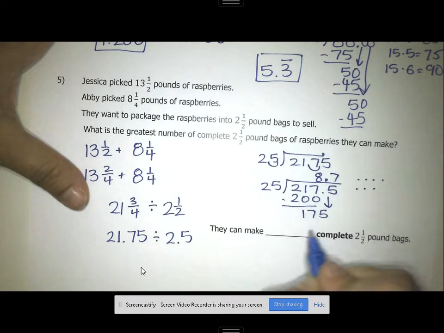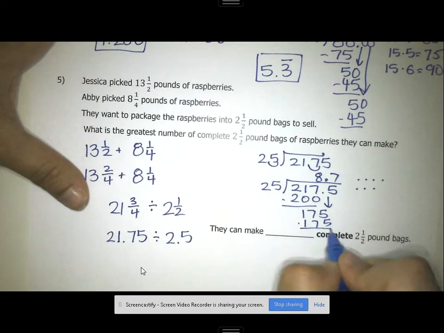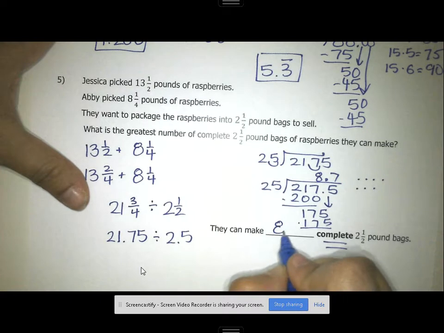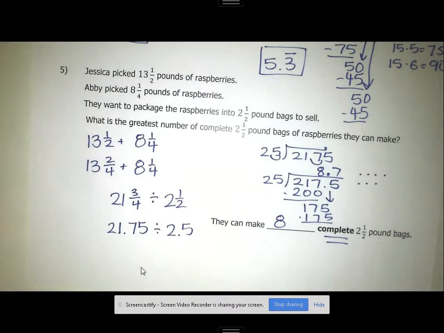7 times. But my answer here says how many complete 2.5 pound bags could they make? They could make 8 complete 2.5 pound bags. They wouldn't be able to make a full 9th 2.5 pound bag.